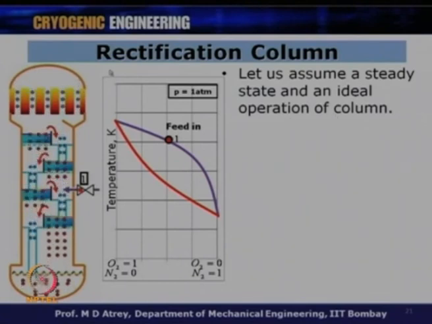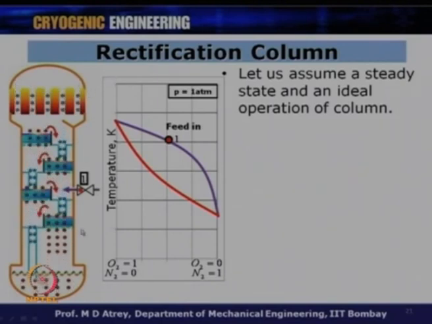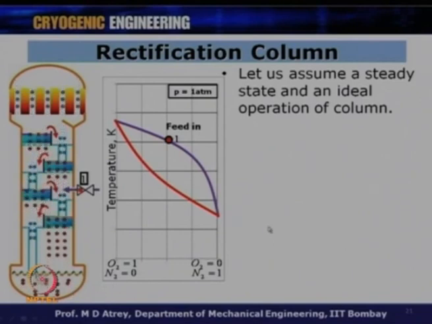Let us see that a steady state has developed, that means a temperature gradient across the column height has already developed. The temperature at this point is around 77 Kelvin, while the temperature in the boiler region is around 90 Kelvin, which is the boiling point of oxygen.